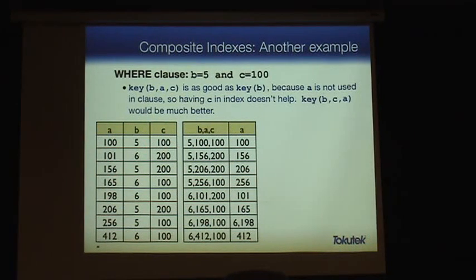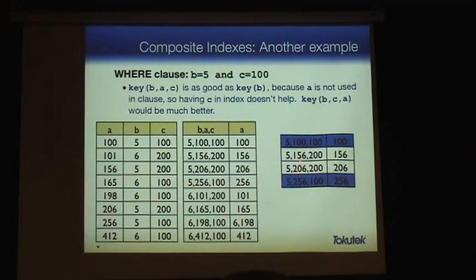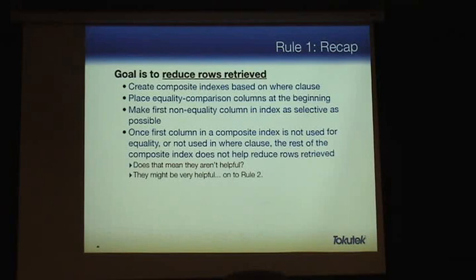Now another example with composite indexes. Here where B is equal to 5 and C is equal to 100. Based on what we've said so far, we know that a key of B, C would work just great, but what if you had a key of B, A, C? That key, unfortunately, is only going to be as good as a key of B because A is not used in the where clause. So having C in the index doesn't help. Having B, C, A would be a lot better. And an example here is you get these rows that sneak into your range query that you end up not caring about.